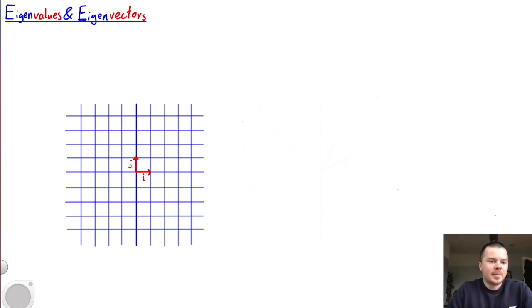Okay, today we're going to be looking at eigenvalues and eigenvectors. We're going to start off with a visual example, and then we're going to look at the maths behind that example, and then hopefully be able to combine those two things together.